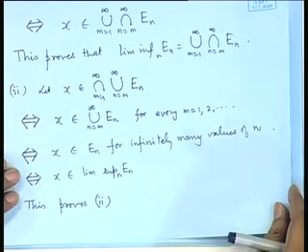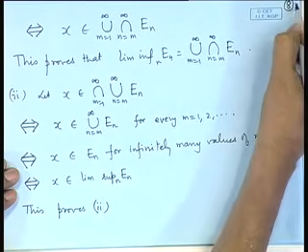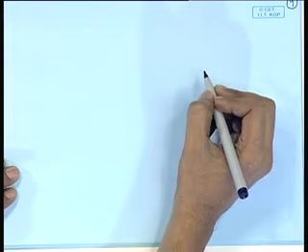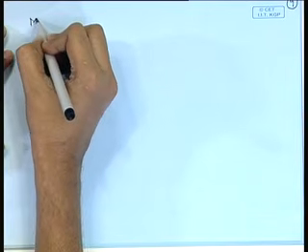Further, we consider certain particular kind of sets, certain particular type of sequences where the limits will always exist. They are called monotone sequences.